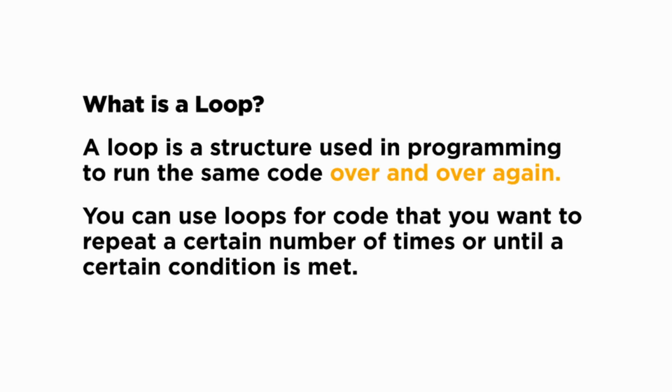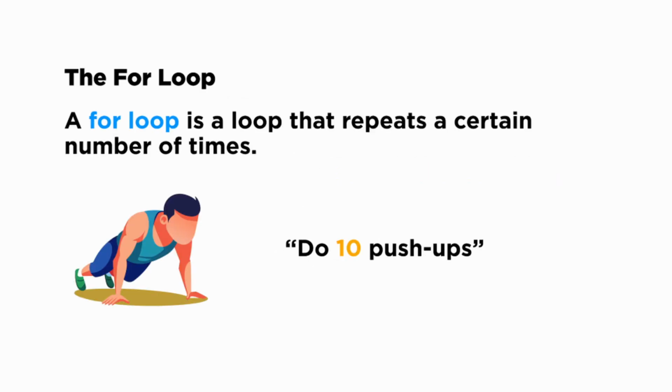In Python, a loop is something you can use to run the same code over and over again. There are two main types of loops. A for loop lets you repeat a certain piece of code a certain number of times, and a while loop lets you repeat code until a condition is met. A for loop is used when you exactly know how many times you want to repeat something. In real life, this is like doing 10 push-ups. You're repeating the same action 10 times.